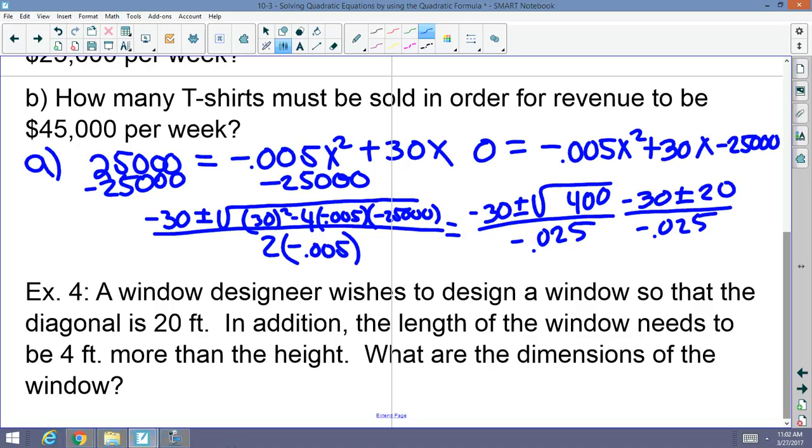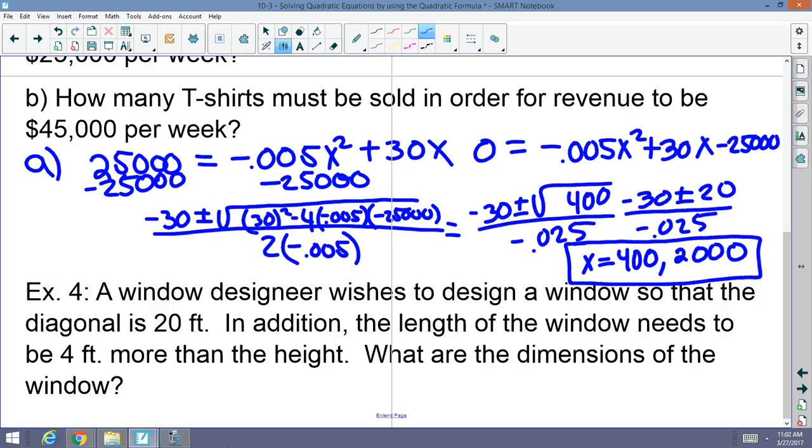And then we have to actually calculate. So negative 30 plus 20 is negative 10. And negative 10 divided by negative 0.025 is 400. And negative 30 minus 20, that's negative 50, divided by negative 0.025, that equals 2,000. So you will make the revenue of 25,000 after you have sold 400 and 2,000 units.